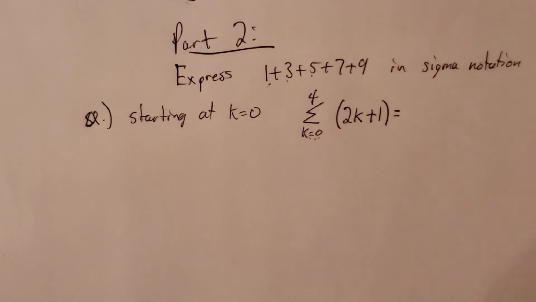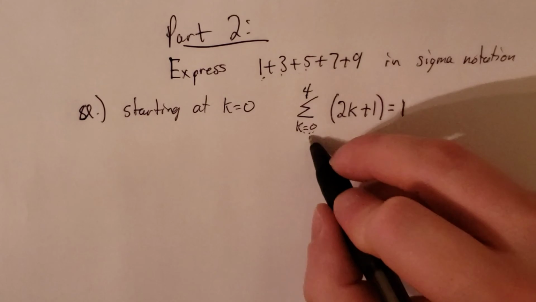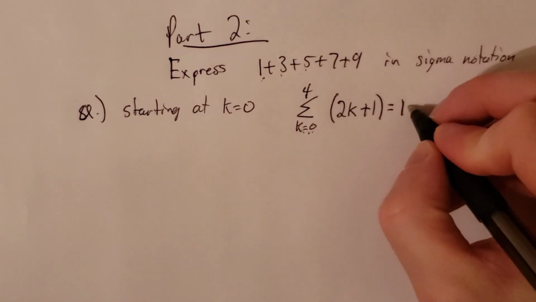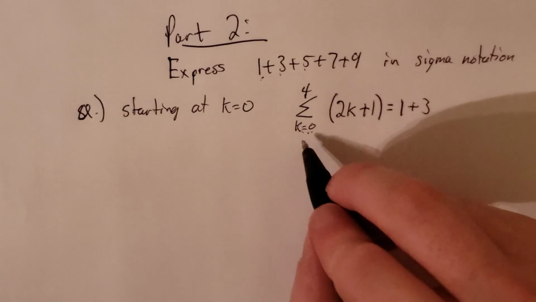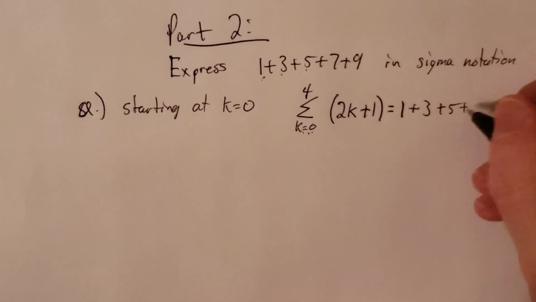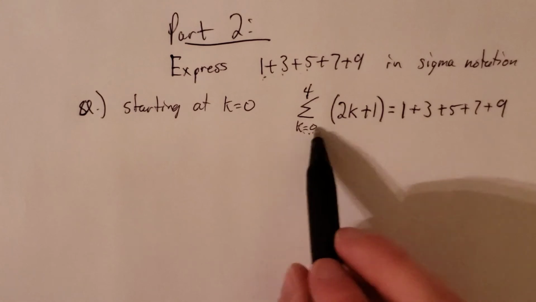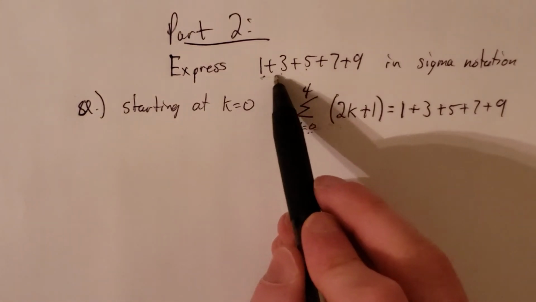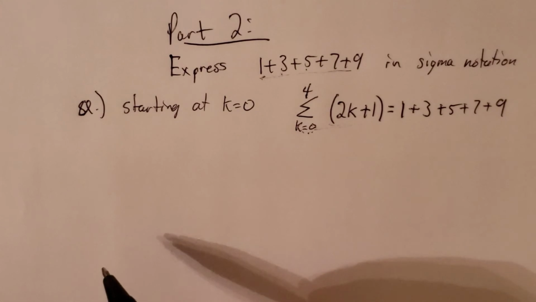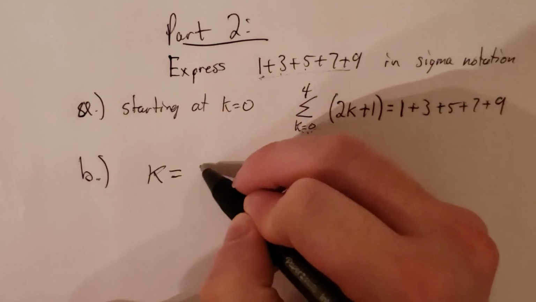Now let's actually do that here. If we plug in k equals 0, we get 1. If we plug in k equals 1, we get 2 times 1 plus 1 is 3. K equals 2, we get 4 plus 1 is 5. K equals 3, we get 6 plus 1 is 7. And k equals 4, we get 8 plus 1 is 9. And in fact, we were right. This is the sigma notation representation of 1 plus 3 plus 5 plus 7 plus 9, starting at k equals 0. Let's do the same thing, but start at k equals 1 now.